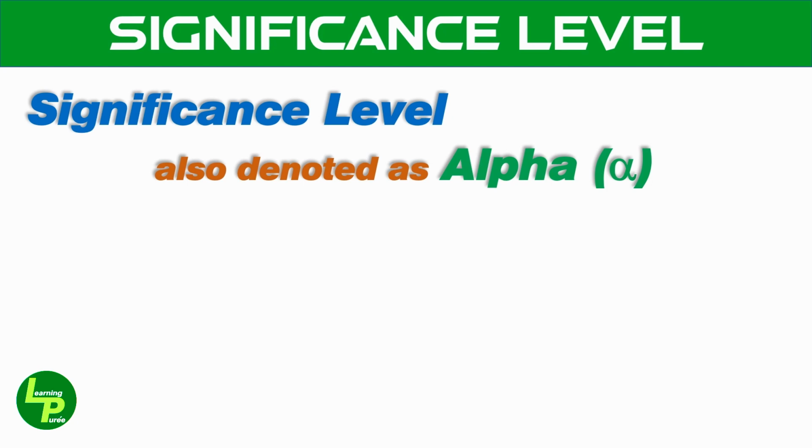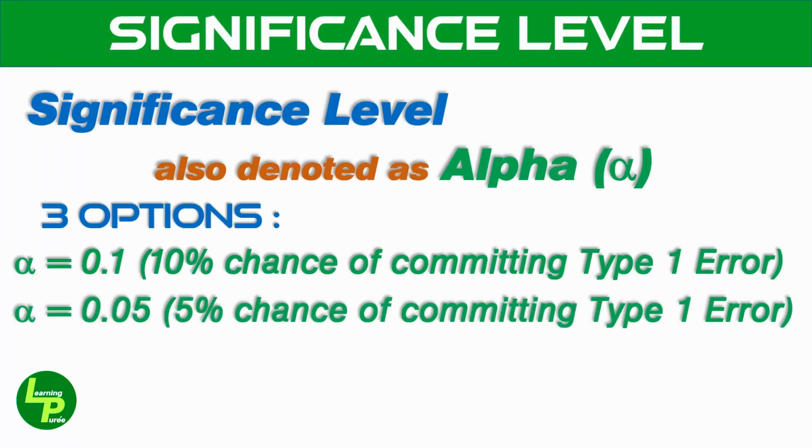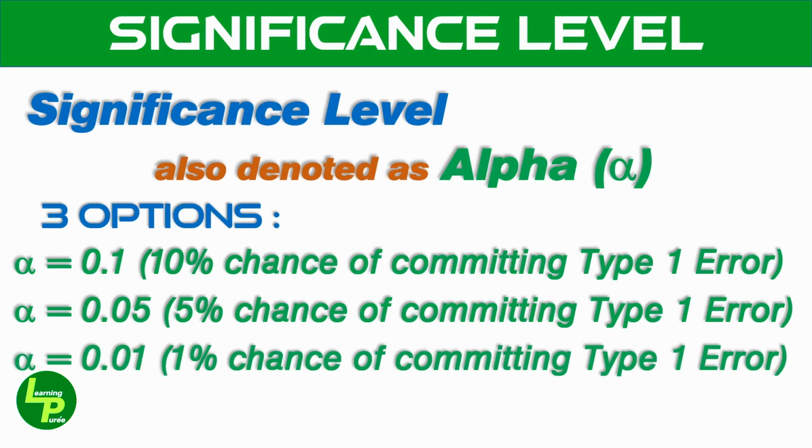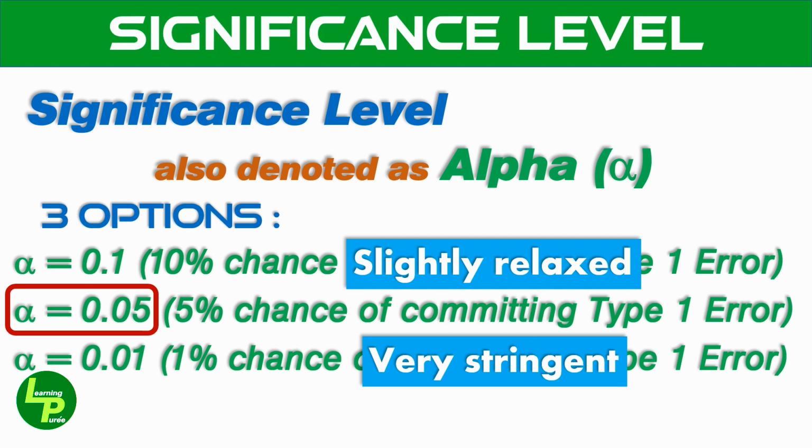Typically, the value of alpha is chosen from the following three options. Alpha is equal to 0.10, which means 10% chance of committing type 1 error, or alpha equal to 0.05, which means 5% chance of committing type 1 error, or lastly, alpha is equal to 0.01, which means 1% chance of committing type 1 error. Most often, the alpha is set at 0.05, which is a midway between a relatively relaxed 10% and a more stringent 1% probability of committing a type 1 error.